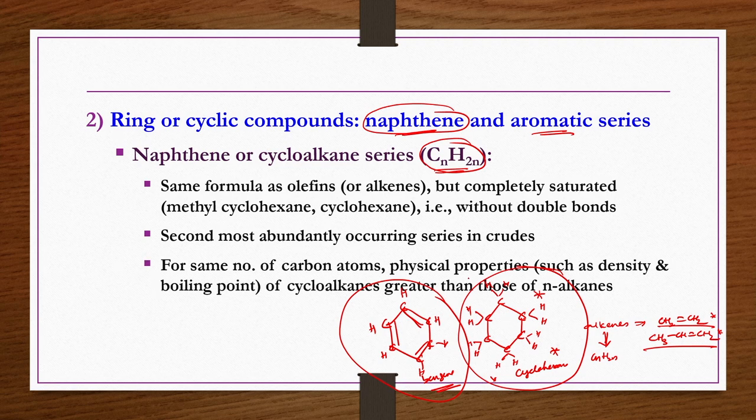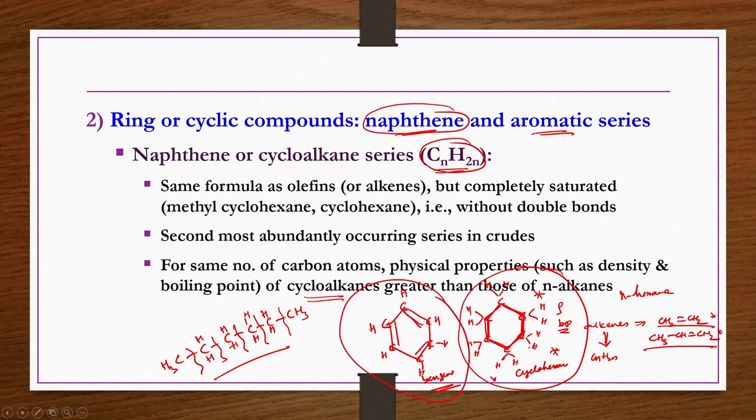For the same number of carbon atoms, physical properties such as density and boiling point of cycloalkanes are greater than those of n-alkanes. Let us say you have this cyclohexane. N-hexane, if you take the linear component, is C, C, C, C, C, C, with H3 at the ends and CH2, CH2, CH2, CH2 in between. Here breaking of these bonds may be easy because they are linear. At any point, they may not require much energy. Whereas here, they are joined together and form a compact ring structure, so you need to give more energy for breaking these bonds. That is the reason it is expected to have higher density and higher boiling points compared to the linear n-alkanes. Okay?